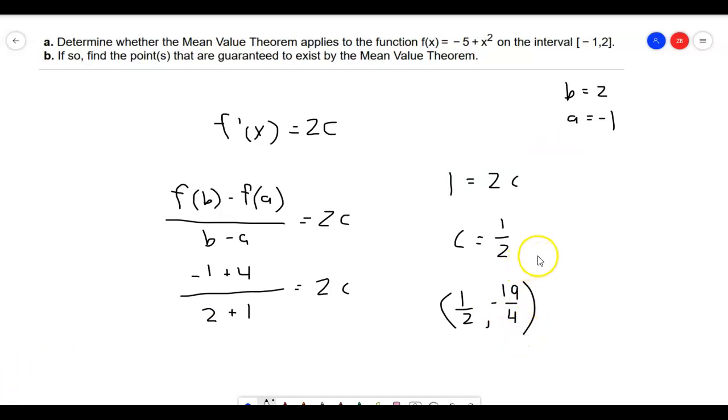And that's pretty much it. So they've just asked you for the x value. That's going to be 1/2. If they ask you for the actual point on the curve, you just plug that 1/2 back into the function, and you get the actual point there.